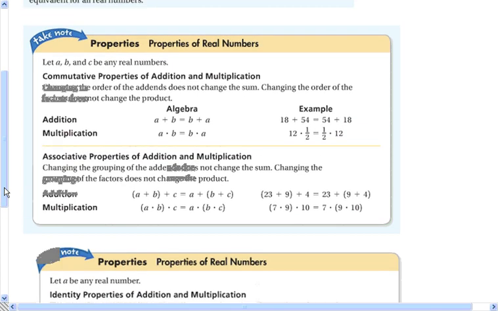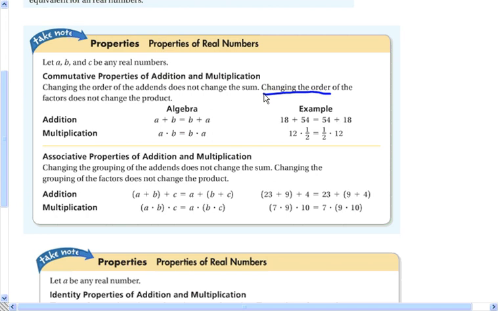The important ones are the commutative property of addition and multiplication. And the key there is that changing the order of the factors does not change the product, or changing the order of the numbers in the sum does not change the sum. And you can see some examples of that. Basically, you can switch them around. I actually had a student one time that called this the switcheroo property.